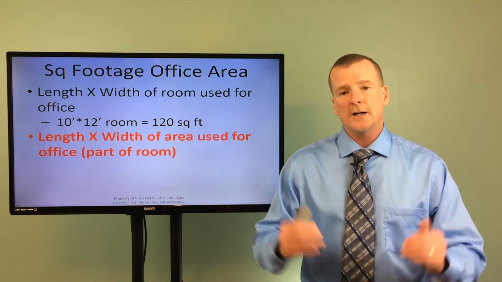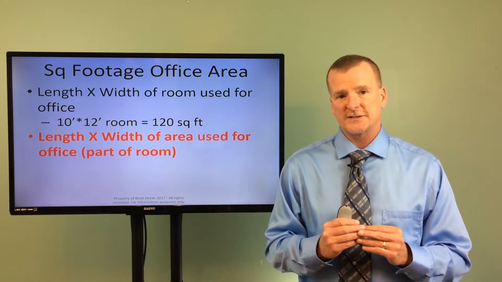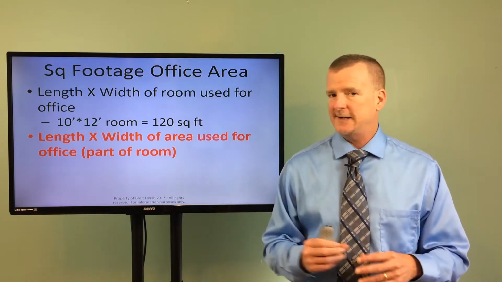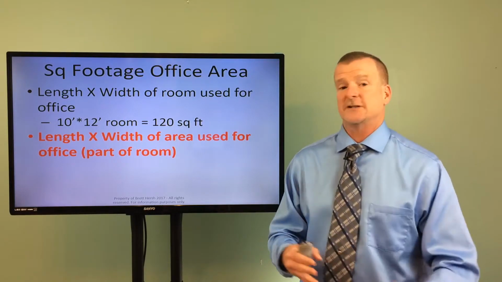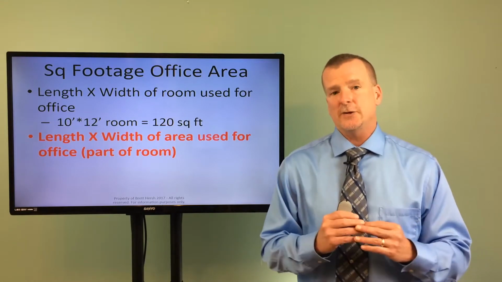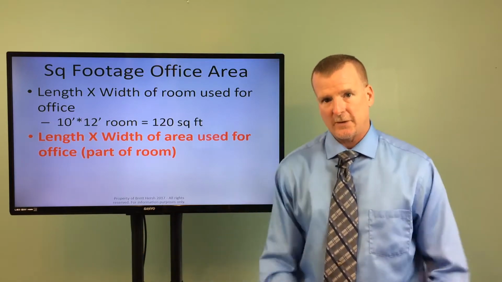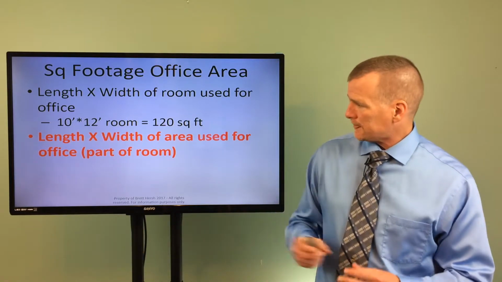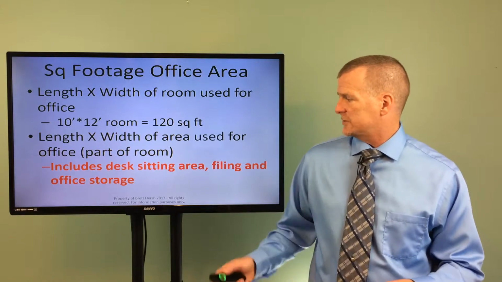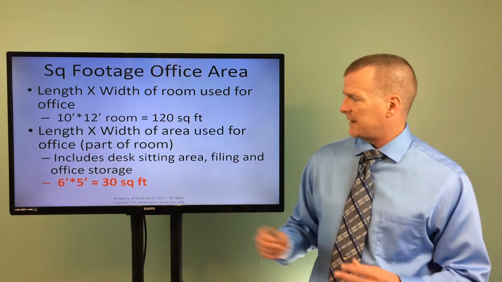Okay, let's say you're using part of a room. Let's say you have an area in your house, a guest room, but you have a guest bed in there, and it's used every now and then for a guest. Not exclusive use anymore. But in that same room, let's say you have a desk and a filing cabinet. You have an area around there, your sitting area and all that, part of the room. Length times width of that area. Let's just say this includes your desk, sitting area, and your filing office storage. Let's say that area is 6 by 5.